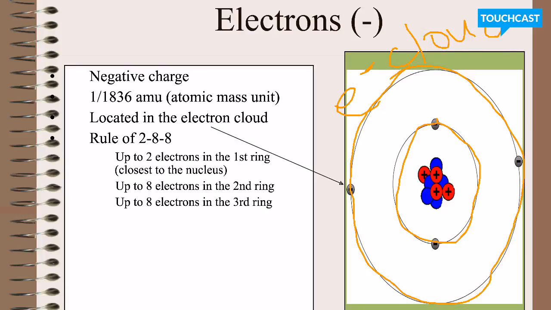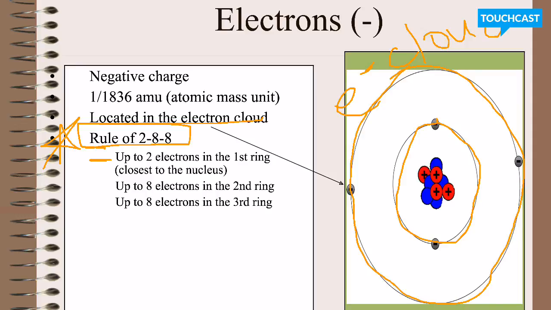And one thing we need to remember about the E cloud, that's not only the location within the atom, but it has a special rule about how we draw these things. It's called the rule of 288. When you guys get to high school, you will be drawing more elaborate Bohr models, but we won't be drawing anything too complex here in the 8th grade.